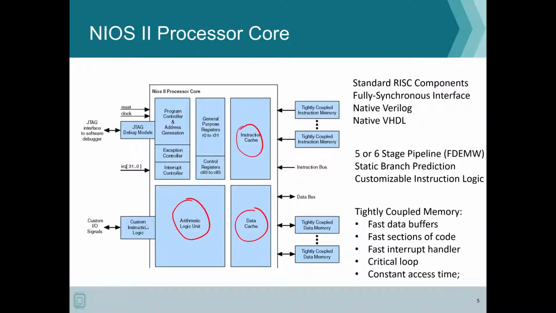Here you can see that is our ALU, and this is our general purpose registers from R0 to R31. We have the other support circuitries, and this is the one that we talked about, the custom instruction logic, which allows us to create new instructions by programming new hardware support for your ALU.